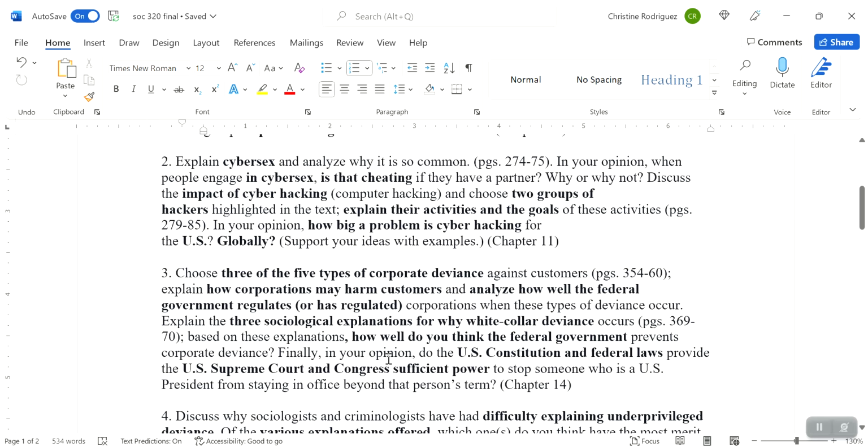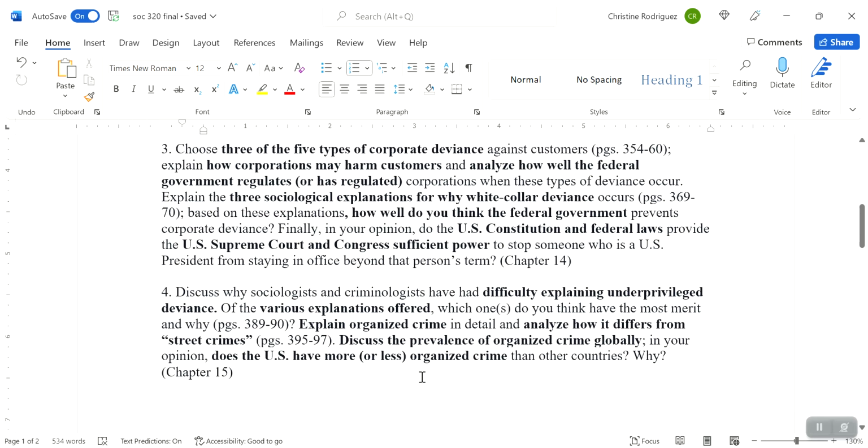Discuss the impact of cyber hacking, or what some people call computer hacking, and choose 2 groups of hackers highlighted in the text. So look through the pages that I give you there, 279 to 85. Choose 2 of the groups that are highlighted and explain their activities and the goals of these activities. In your opinion, how big a problem is cyber hacking for the U.S. globally? Support your ideas with examples. That's chapter 11.